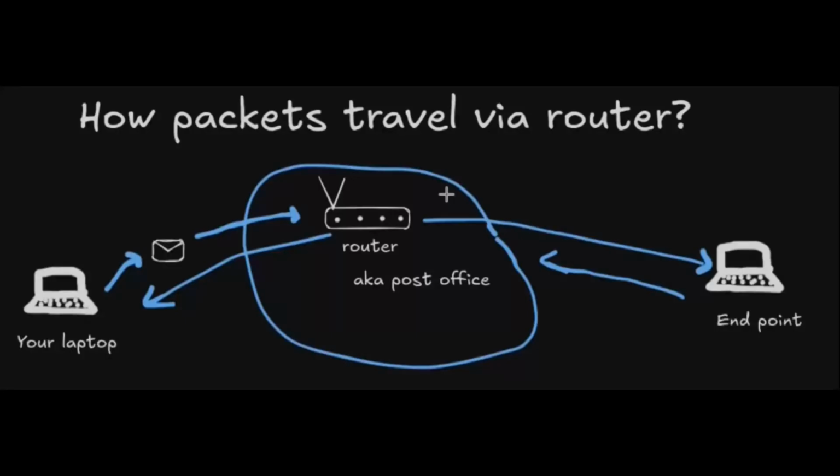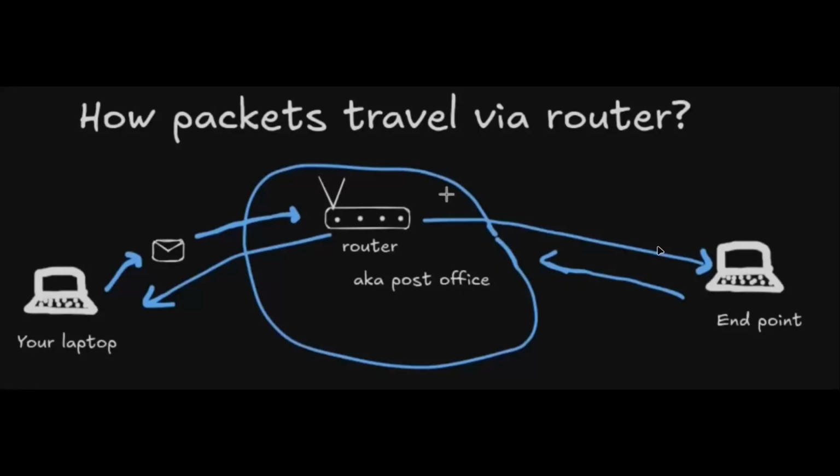So just to give a little recap on what we did yesterday, we focused on how packets travel via a router, okay? So a simple explanation was that any packet originates from your laptop, it flows through the router and it goes to the endpoint, okay?